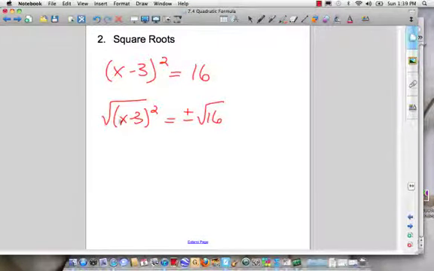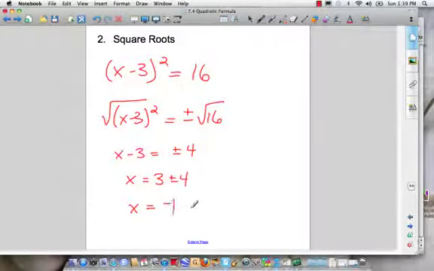And then because x minus 3 is squared, when you take its square root, you just get back to x minus 3. And square root of 16 is 4. And then to isolate x, I'm going to add 3 to both sides, and I get 3 plus or minus 4. And if you think about it, 3 minus 4 is negative 1. 3 plus 4 is 7. So you get those two solutions. Those are easy enough to plug back into the equation to see if they work. I'll leave that to you.